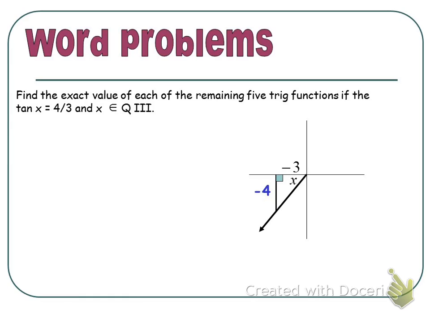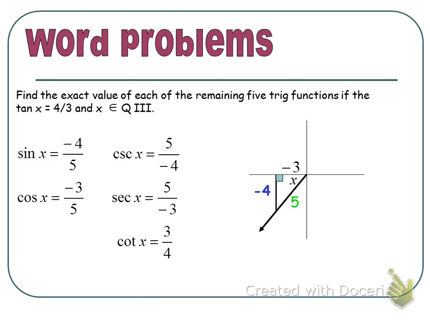All right, so 3, 4, 5 is the triangle. We finished this yesterday, didn't we? 3, 4, 5 is our triangle, and the trig values are this.